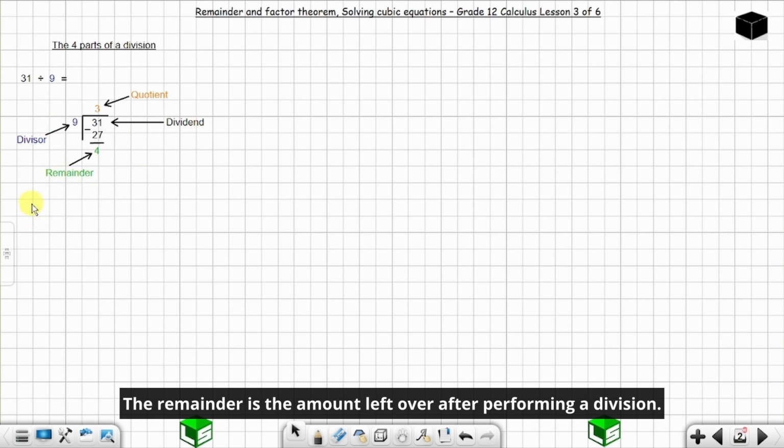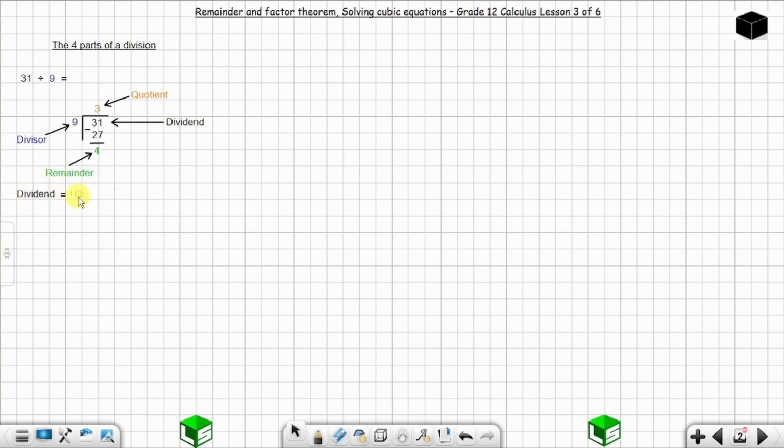So with this, you know that the dividend is equal to the quotient multiplied by the divisor plus the remainder. The dividend in this case is 31, so 31 is equal to the quotient, which is 3, times the divisor, which is 9, plus the remainder, which is 4. So 31 is equal to 3 times 9 plus 4. 3 times 9 is 27, and 27 plus 4 is 31. This is always the case.